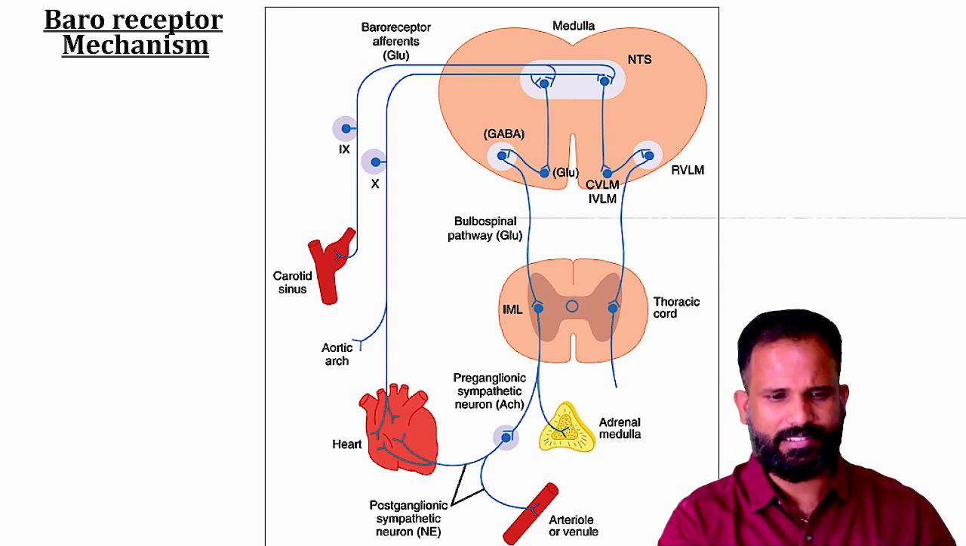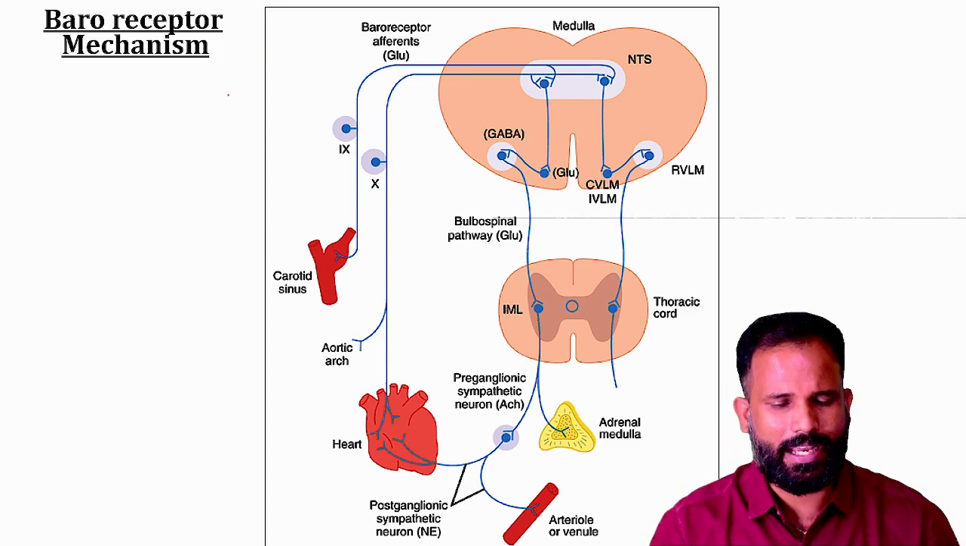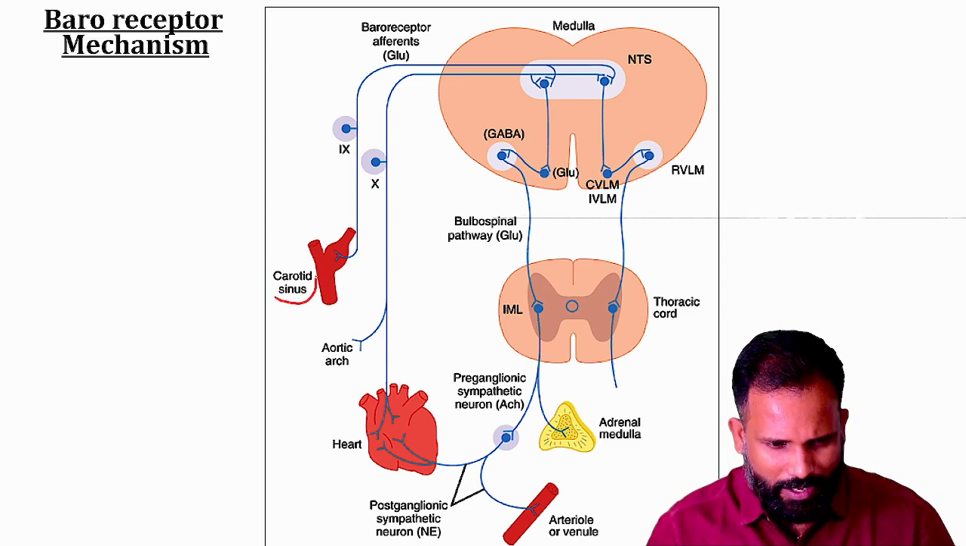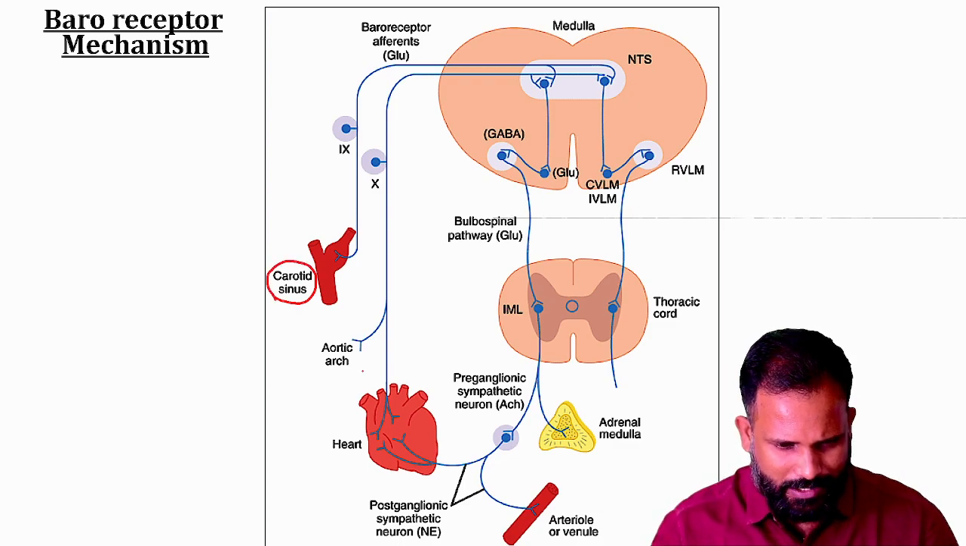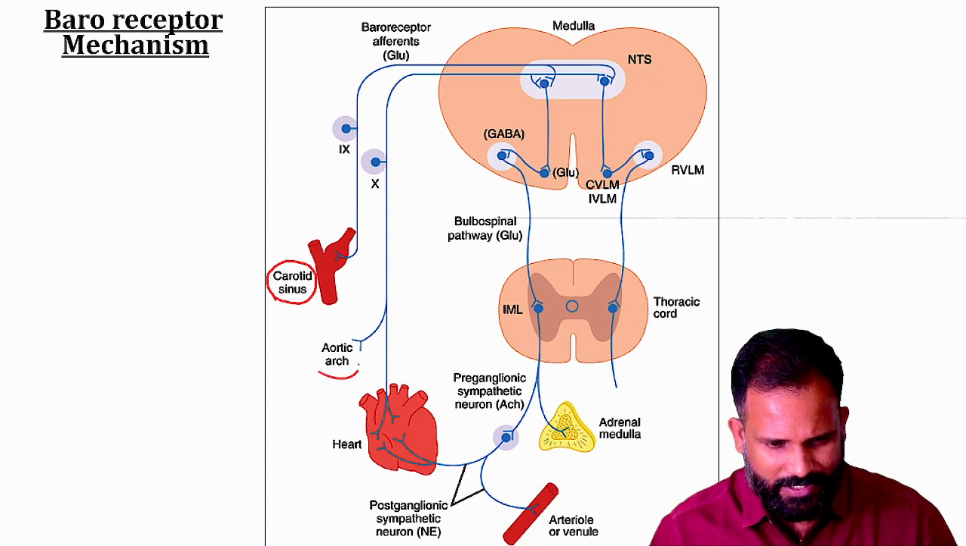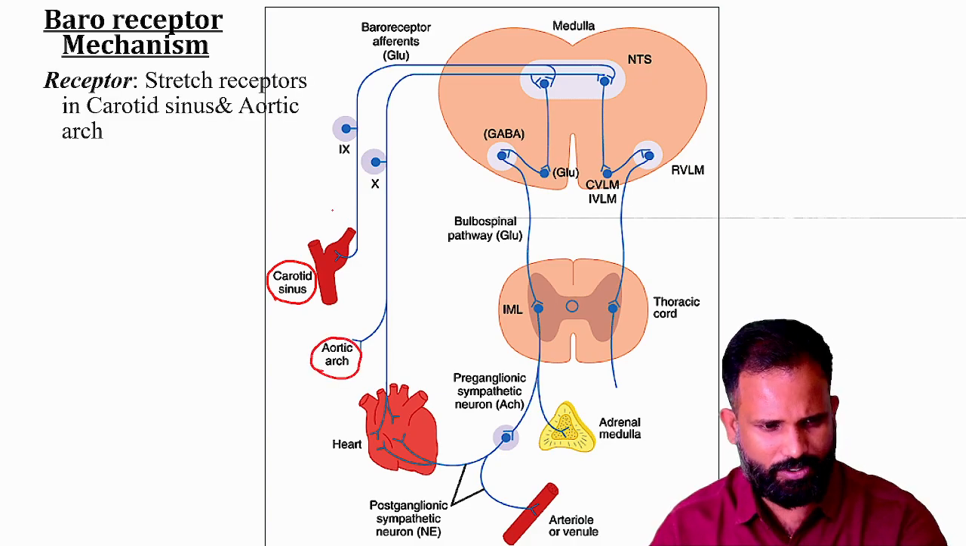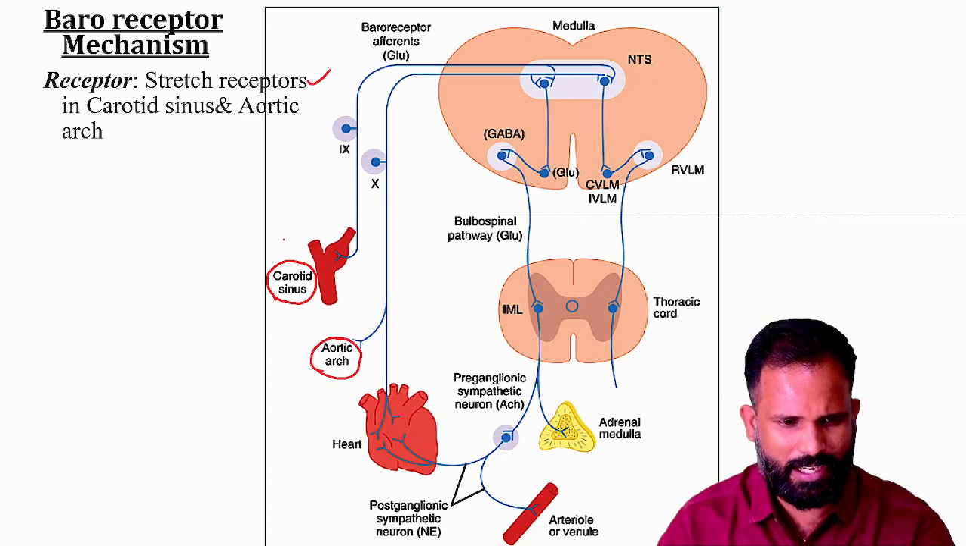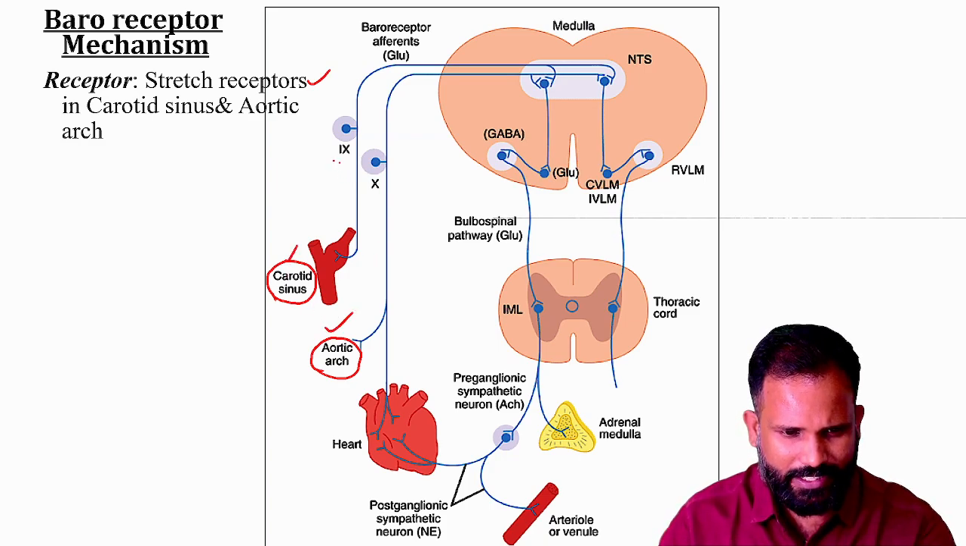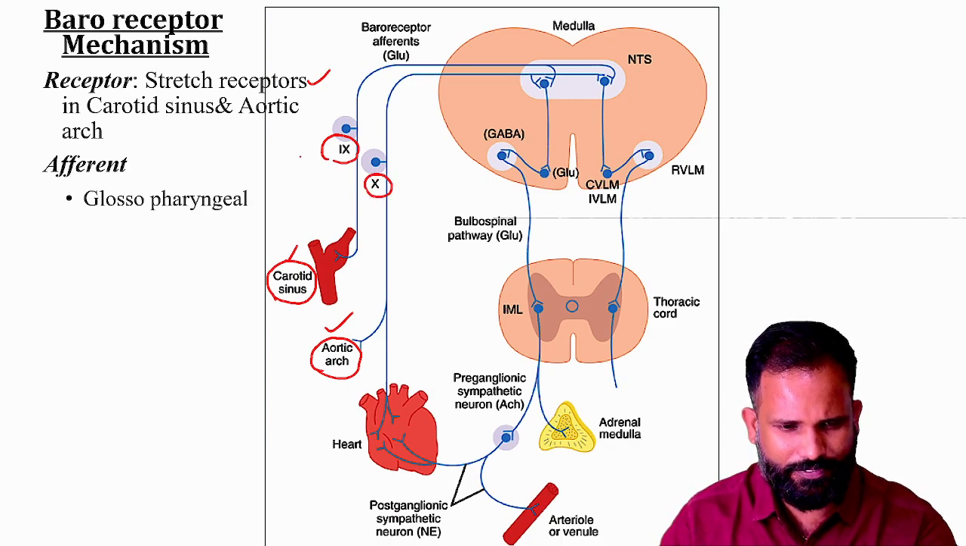So this is the baroreceptor mechanism. The receptors for the baroreceptor mechanism, the baroreceptors, are located in the carotid sinus and aortic arch. So the receptors are stretch receptors located in the carotid sinus and aortic arch. And if you look here, they are carried by the 9th and 10th. So afferent is glossopharyngeal 9, vagus 10.